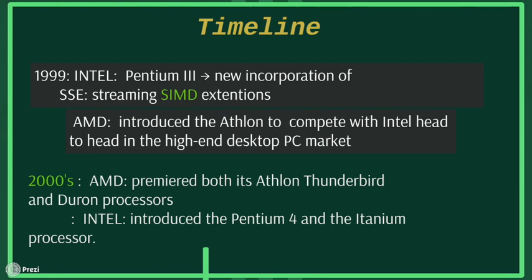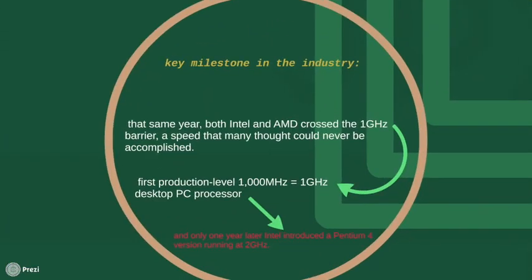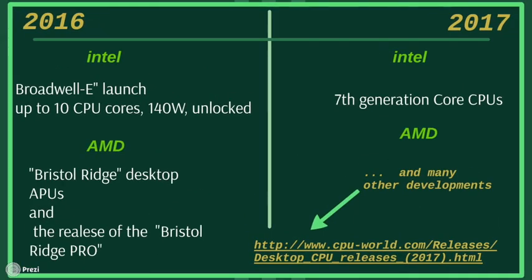All along, both companies competed and introduced many new processors, but one of the most significant milestones was that both crossed the 1 GHz barrier, a speed that many thought could never be accomplished, only to see that 1 year later, Intel introduced a version running at 2 GHz. We could see this trend that was also well predicted by Gordon Moore, and that is still remarkable today. Many developments have followed over the 18 years since.